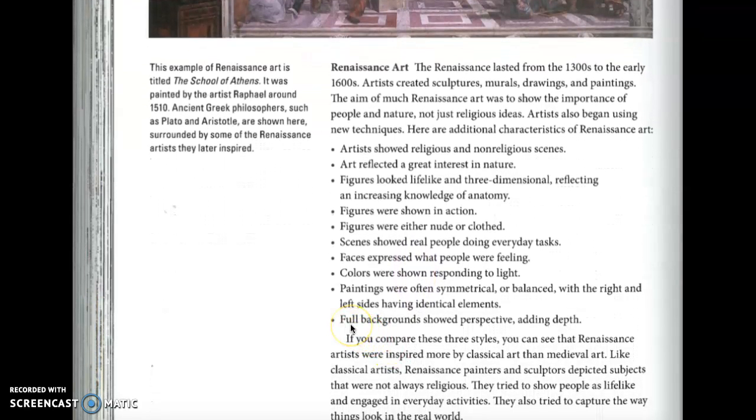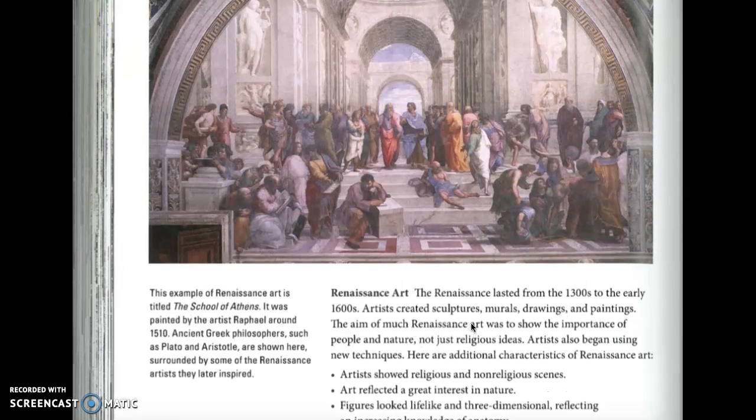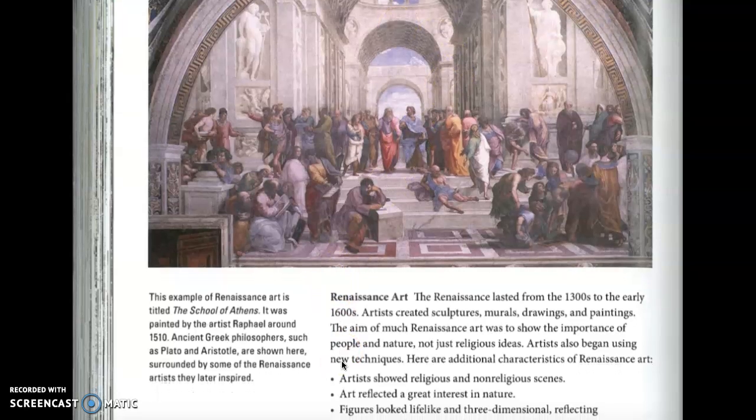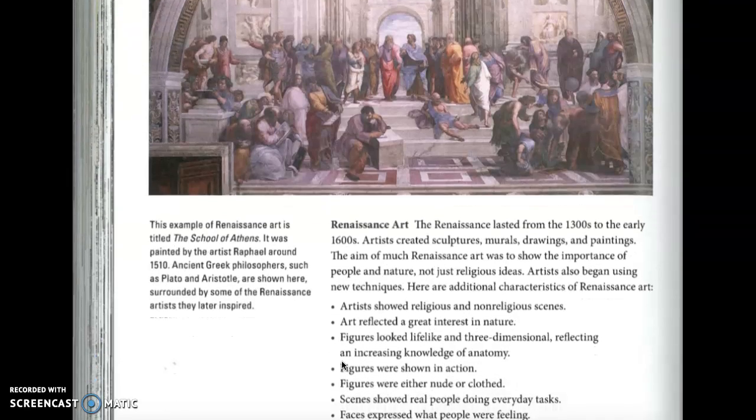Next, full backgrounds showed perspective adding depth. So again, here's perspective. You could see figures in the front appear bigger. As things go towards the back, it appears smaller. And so this painting is using perspective. It makes it more realistic. You also have a full background. It's not just a solid color like earlier art styles. You see in the background of this, the building and the sky. In other Renaissance paintings, you might see the outdoors or something like that.